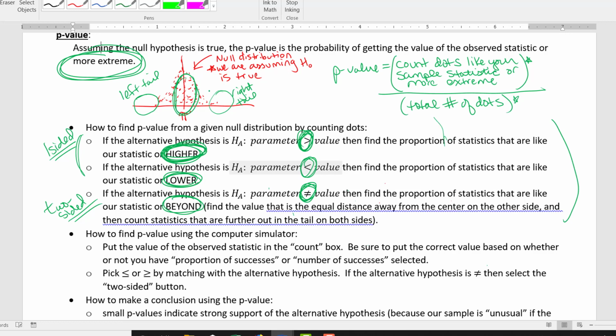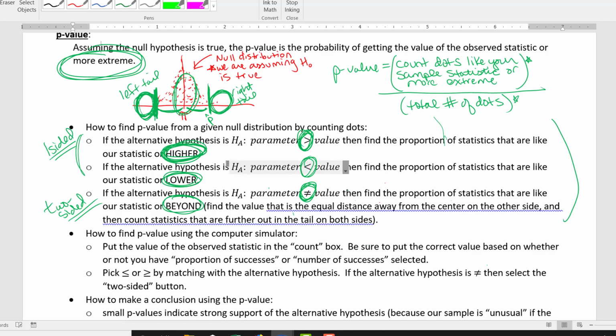meaning, for example, if you had this null distribution and your sample statistic, your p-hat, were right here, you would count the sample statistics that are like yours and higher, and then you'd go to the other side of the distribution. You would find this distance that matches the distance from your sample statistic to the middle, and you would do the same distance on the other side, and you would make this line right here, and you'd say, all right, I'm also going to count the sample statistics that are like this and lower, so like mine and higher, and on the other side of the distribution, like that and lower. All of those are as extreme as yours.